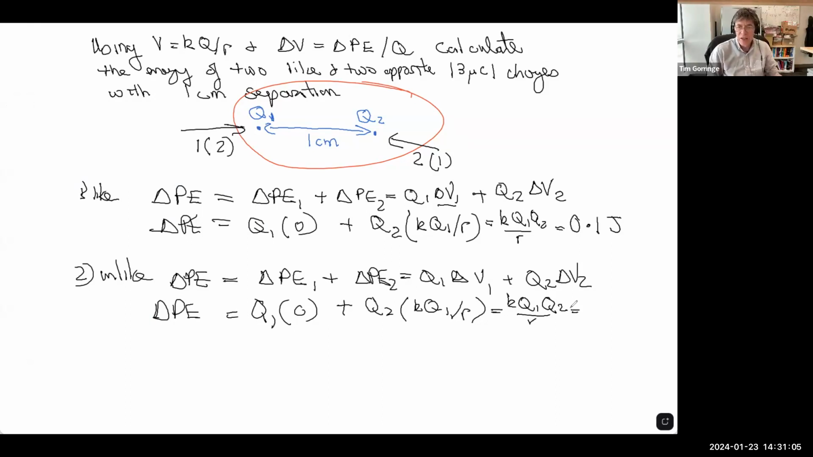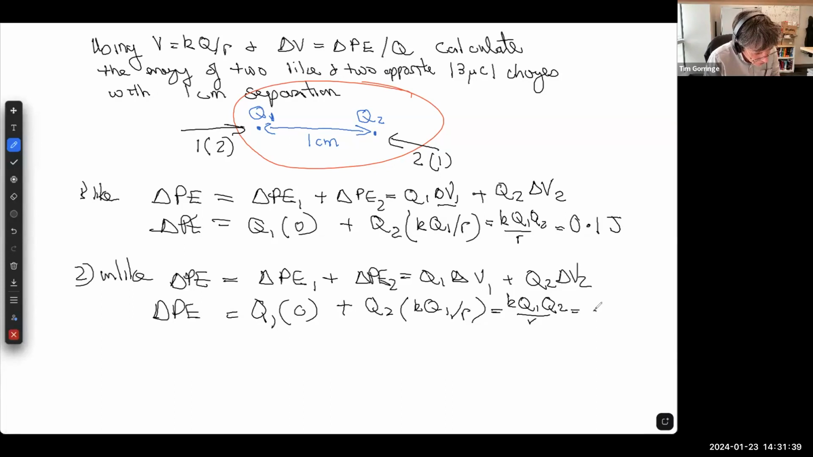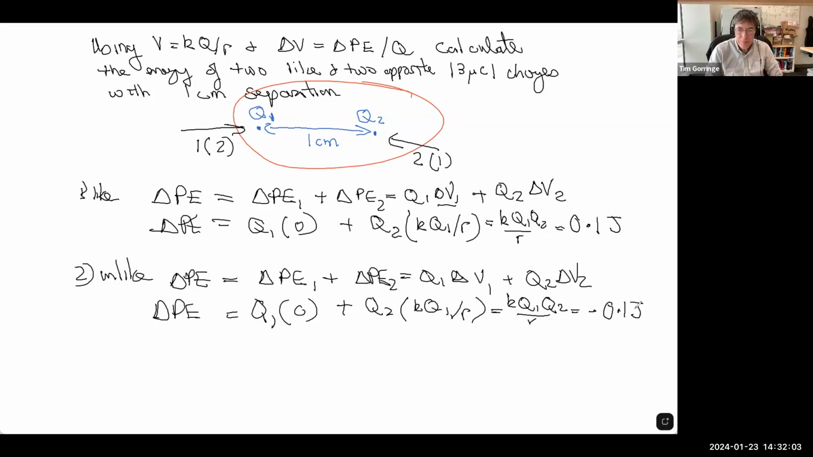Now, the sizes of the charges are the same. The separations are the same as the like charge case. Coulomb constant, of course, the same. There's just one tiny but important difference here, which is that one charge is now positive and one is negative. So when we multiply Q1 and Q2, instead of getting a plus sign, which you get from the like charges, we're now going to get a minus sign from the opposite charges. So there's no need to redo the sum and calculate 0.1 joules because all the sizes are the same. We just need to change the sign. The sign is going to be minus 0.1 joules.